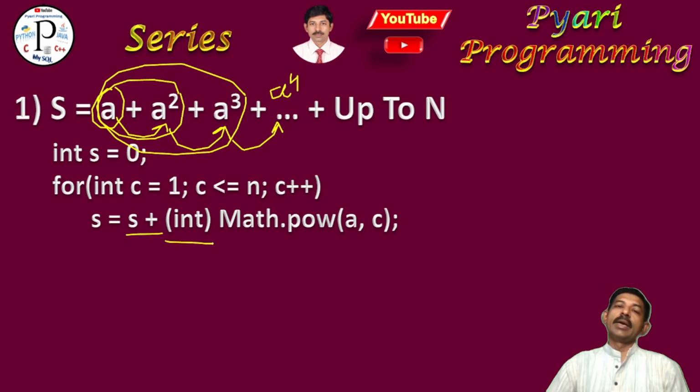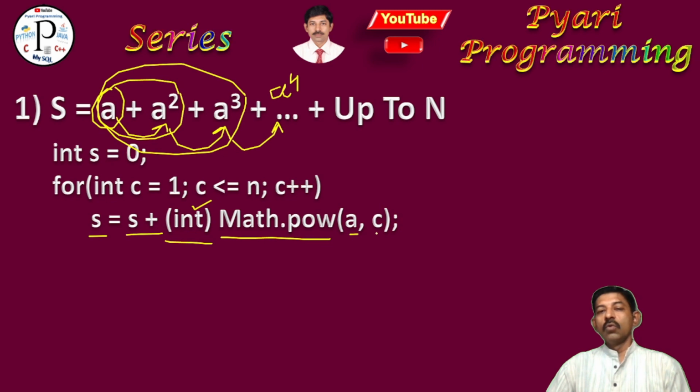Why I'm using int to convert it into integer. This is known as explicit typecasting. What is the need of this explicit typecasting? Because I'm using Math.pow to calculate the power, and its return type is double, and I'm storing it in an integer. It will generate an error message. So in order to avoid that, I'm converting into integer.